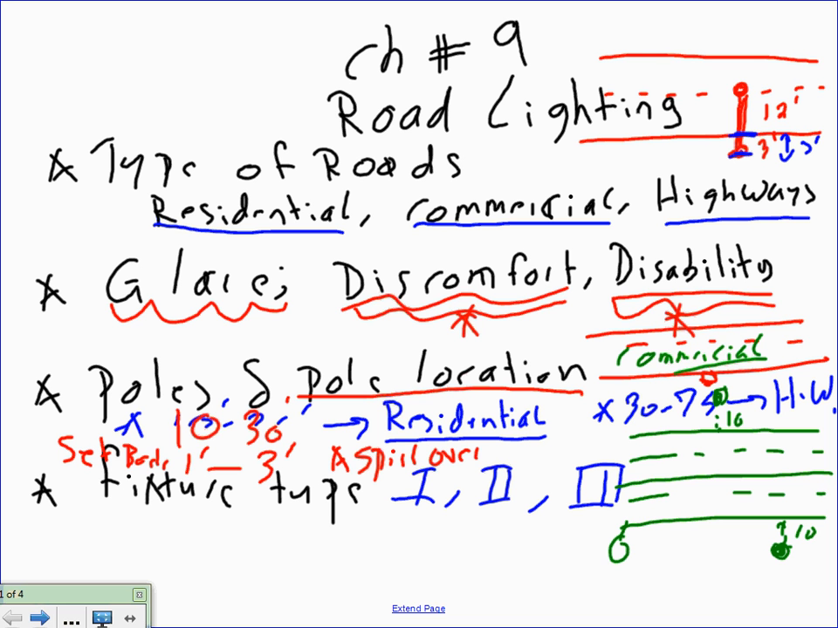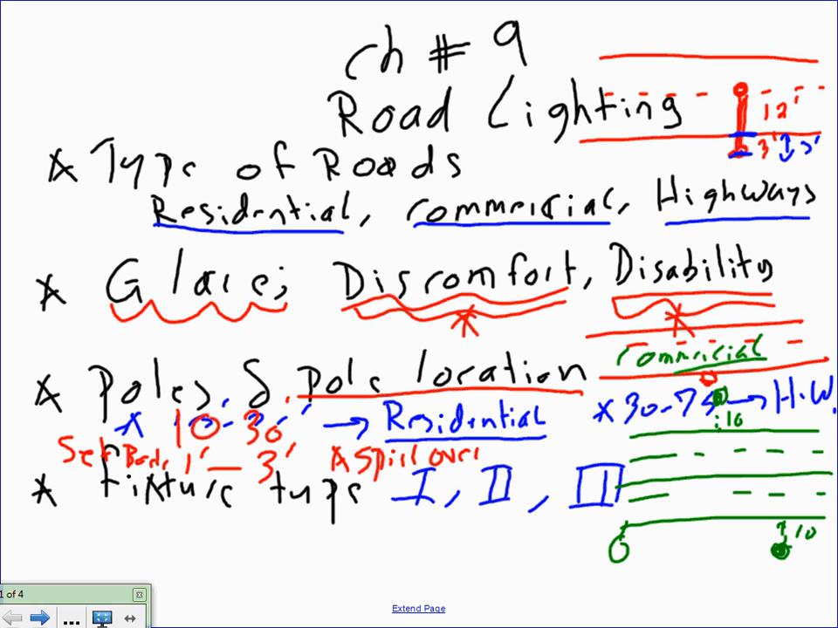Okay, fixture type. This is where I want you guys to wake up. There are 3 types of fixture distribution. These are light distribution patterns. They call them 1, 2, and 3. I want to show you what that means. When it comes to streets, it's a big deal because of 2 factors. When you're doing streets or roads, guys, there are 2 major factors.